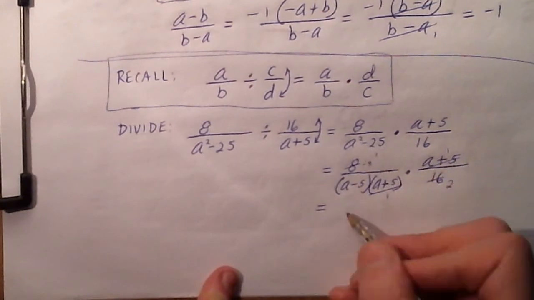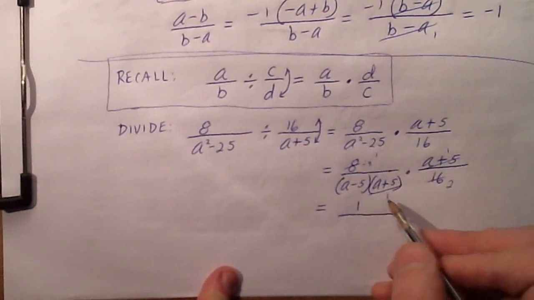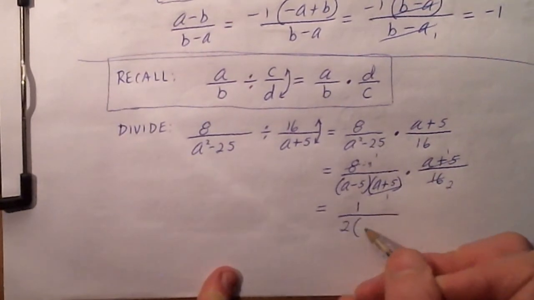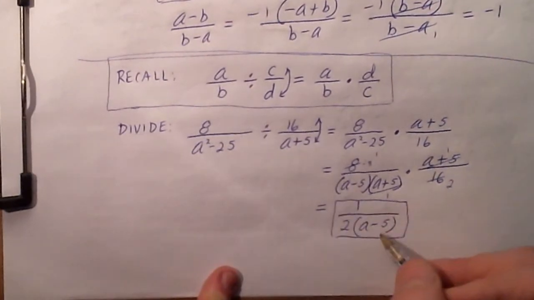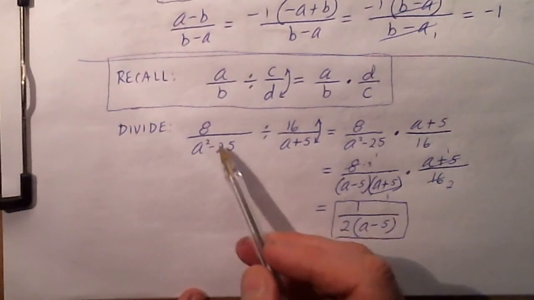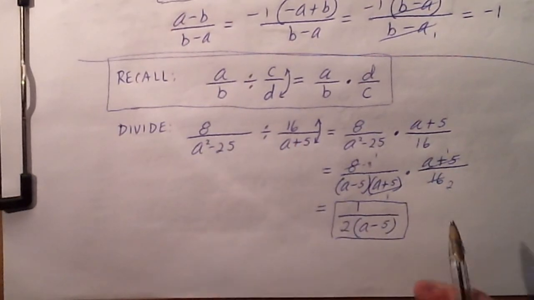In the numerator, we're left with 1 times 1 or 1. In the denominator, we're left with 2 times a minus 5. And that is your final answer, or your final quotient, of having divided these two rational expressions.